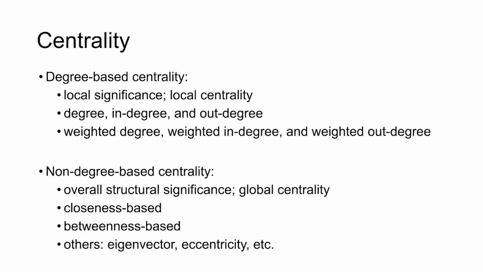And we can briefly divide them into 2 categories. That's degree-based centrality and non-degree-based centrality. Some scholars regard degree-based centrality as local centrality because it only concerns the links of a node and its directly connected neighbors. So degree-based centrality represents the local significance of a node. On the other hand, non-degree-based centrality usually represents the overall structural significance, or you could say global centrality.